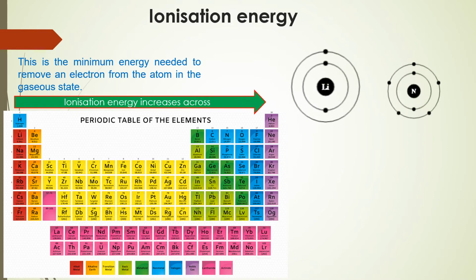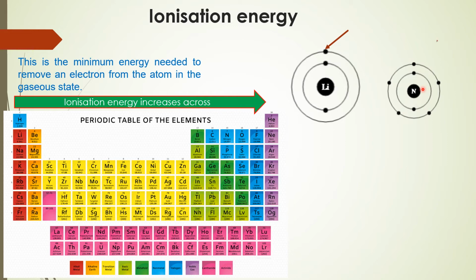Okay, let's look at an example here. In both cases, the elements are in the same period, so both have the same number of shells. But in lithium, that valence electron is far away from the center. That valence electron is not that much attracted to the center, so it will be easy to remove. This is the electron that will be easily removed because there is less attraction between that electron and the protons. So it will require less energy. Requiring less energy simply means low ionization energy.